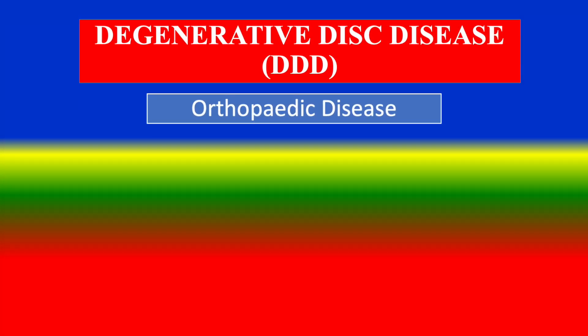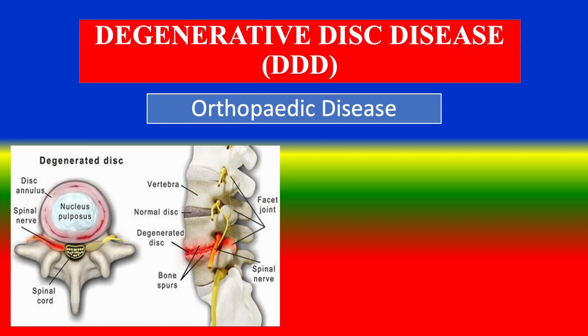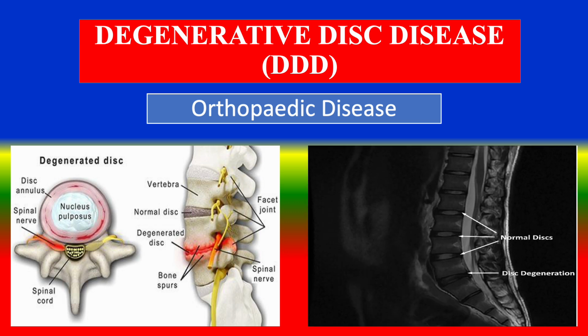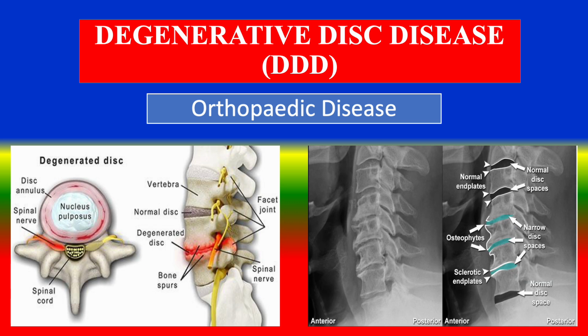Degenerative disc disease (DDD) is an orthopedic disease. Look at this picture, it shows degenerative disc CT findings, MRI findings. Look at that picture, and X-ray findings. Look at this. A detail going on.